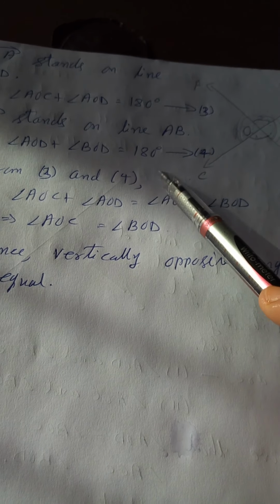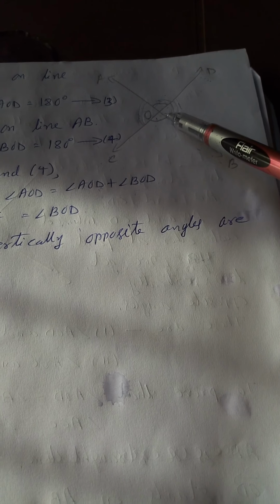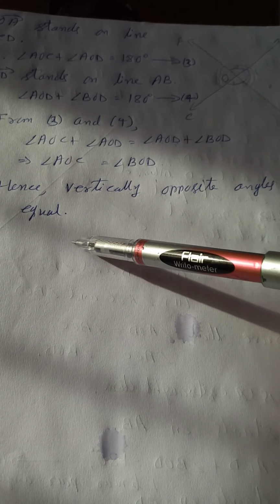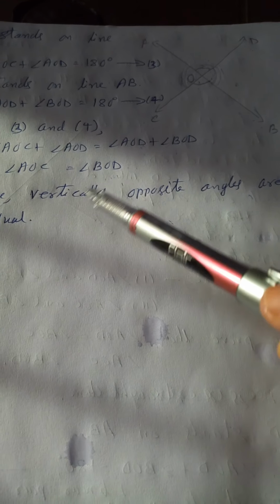So what is left is angle AOC equal to angle BOD. AOC and BOD is the next pair of the vertically opposite angles. So we get both pairs of vertically opposite angles are equal. So hence vertically opposite angles are equal.